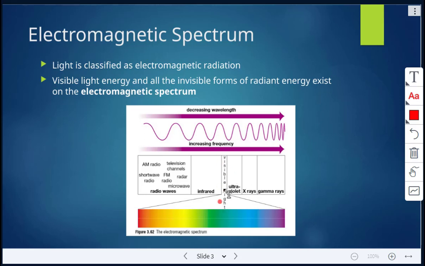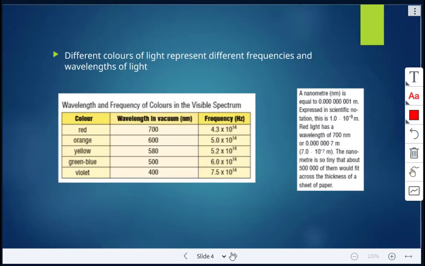Okay, and then here is the visible light that we were looking at in the video. And notice it goes in that order of ROY G. BIV. So different colors of light, they represent the different frequencies and wavelengths of light. So when we look at the color red, it has a wavelength of about 700 nanometers. It has a frequency of 4.3 times 10 to the 14 hertz.